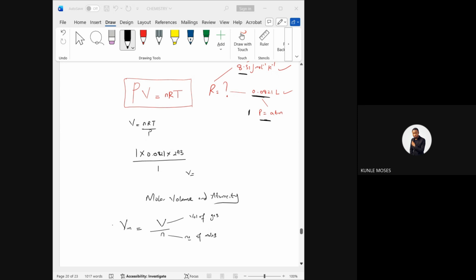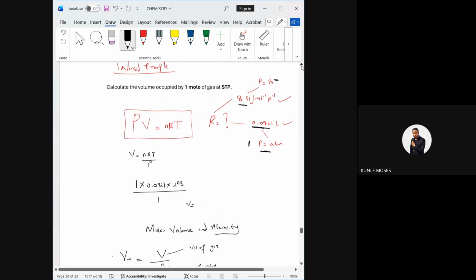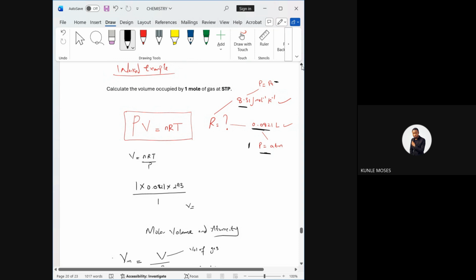Look at the question they asked the other time. I want to draw your attention to something here: 1 mole of any gas at standard temperature and pressure will always be 22.4. So anytime you see a question like this, even without calculating, I know the answer. Calculate the volume occupied by 1 mole of a gas at standard temperature and pressure: 22.4 liters or 22.4 dm cube. It's still the same thing.